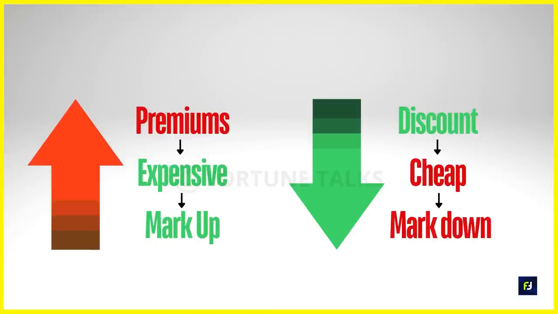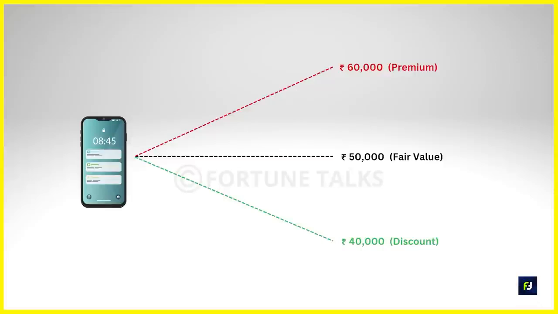So, when you buy something at a premium, it means you're paying more than its fair value. On the other hand, buying something at a discount means you're getting it at a lower price than the actual value. These simple concepts can be applied to various products and assets that are traded in the market, such as stocks, currency pairs, or even commodities.